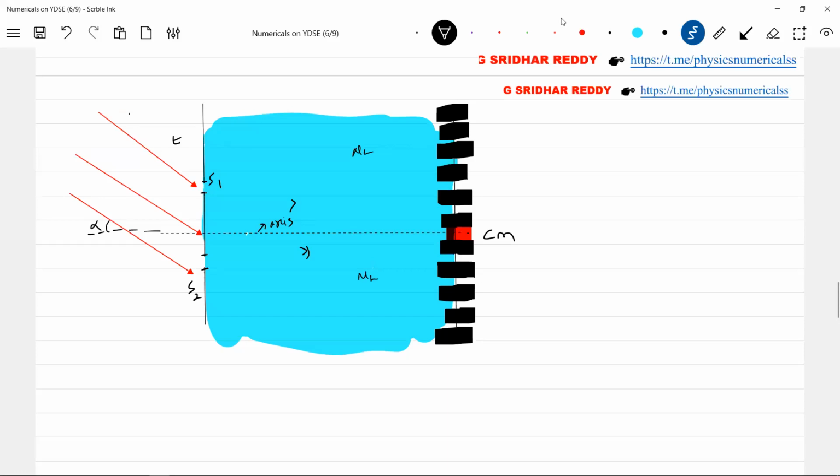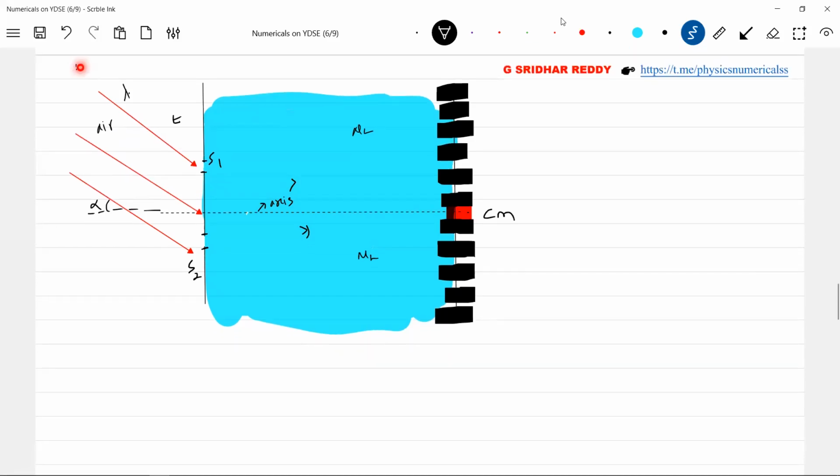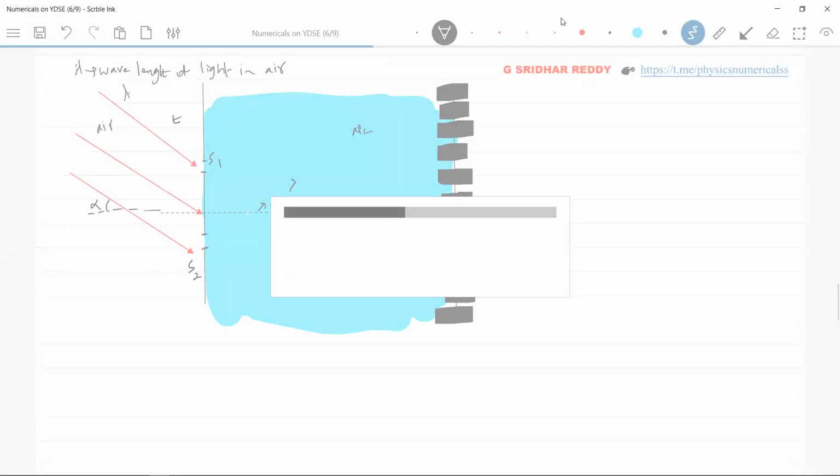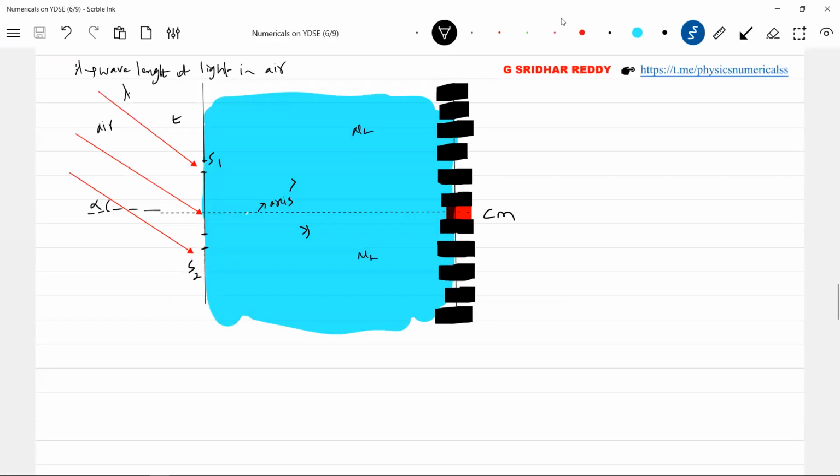Any changes? Let lambda be the wavelength of light in air. Lambda is the wavelength of light in air. I want the position of central maxima. Or let me put one slab here.